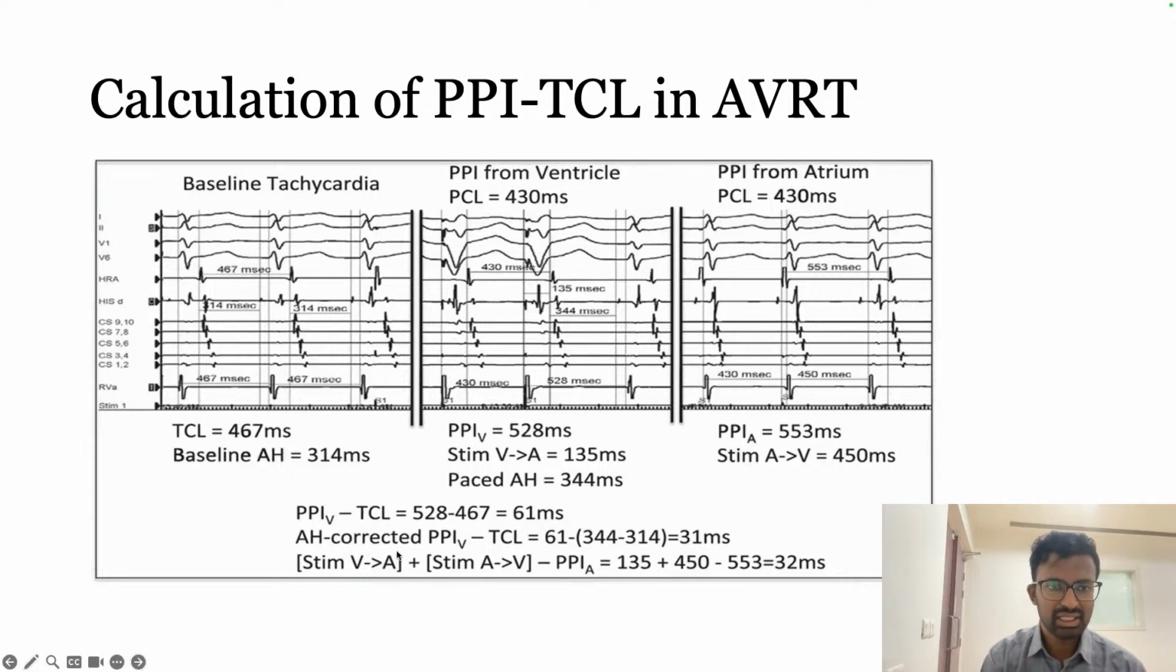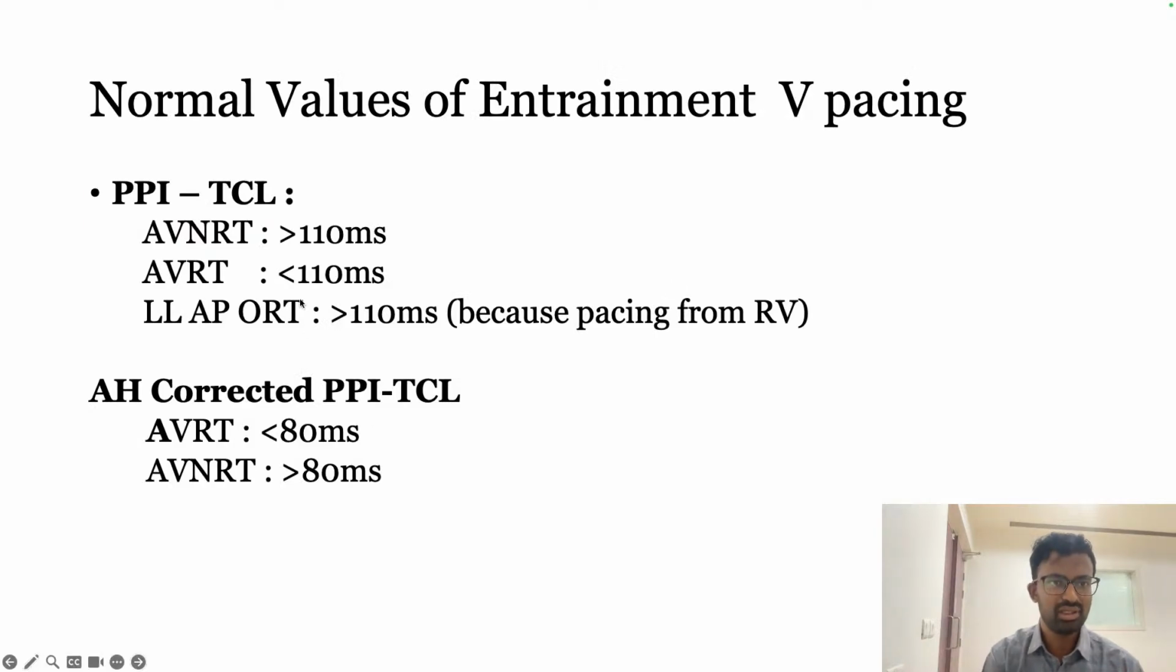Next is AH corrected PPI minus TCL. This is a little bit complicated. We need to calculate PPI minus TCL, minus baseline AH minus AH of paced AH. Usually we go with the PPI minus TCL value, which is 95% specific. The normal values of entrainment pacing: PPI minus TCL more than 110 milliseconds is AVNRT, less than 110 milliseconds is AVRT.